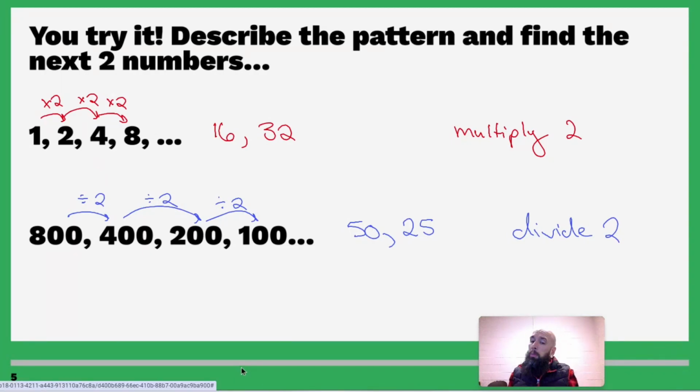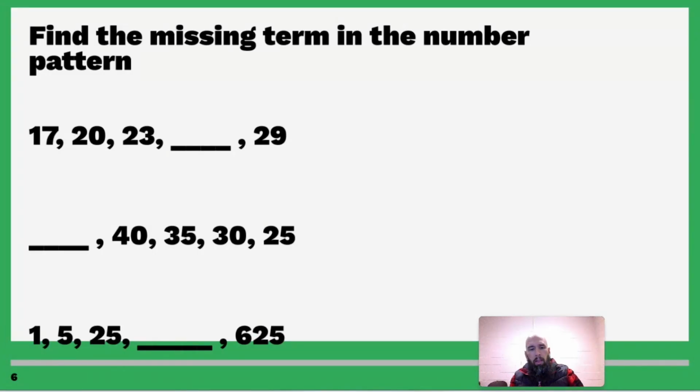Now, sometimes you're not going to be asked to find the next two or the next three numbers. Sometimes you're going to be asked to find the numbers in between, and that's what we're going to see here. Find the missing term in the number pattern. So we've got 17, 20, 23, blank, 29.